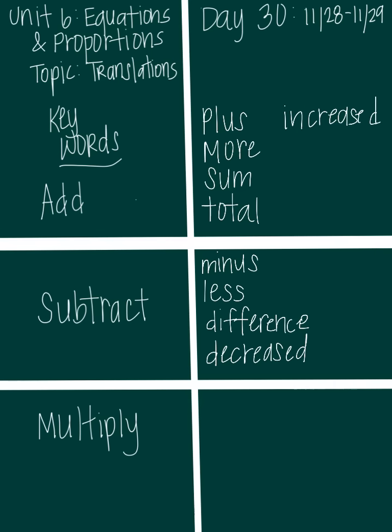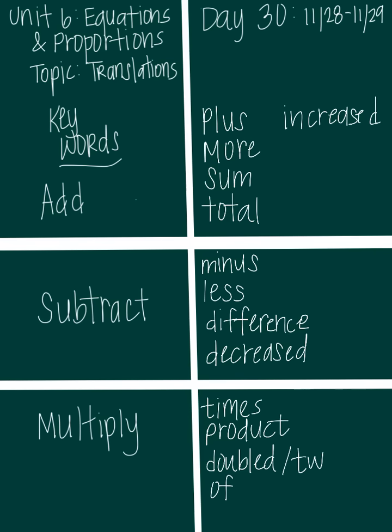keywords for multiplication are times, multiply, product, you might see words like double, of, maybe twice, we'll put up here beside double, maybe even tripled.